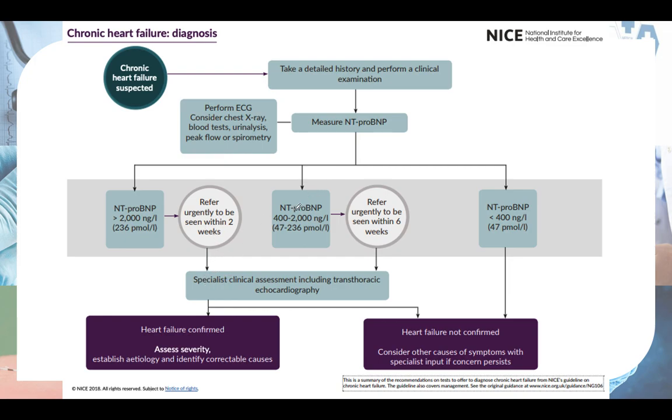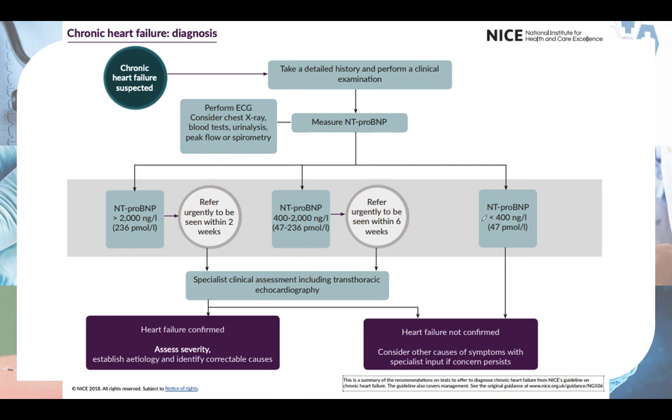And then NT-proBNP of 400 to 2,000 is refer urgently within 6 weeks. It's urgent but not as urgent as more than 2,000. And if NT-proBNP is less than 400, then it's not very likely to be heart failure. So usually you refer to the specialist.